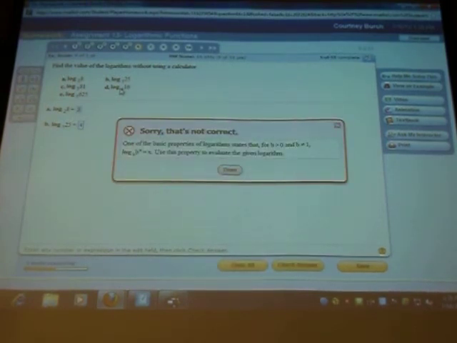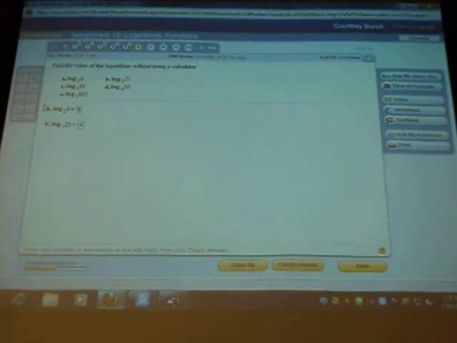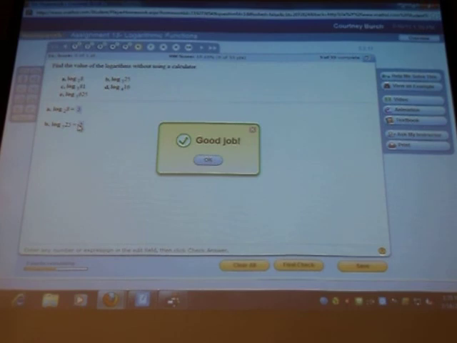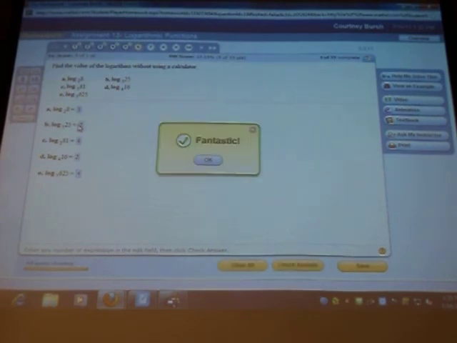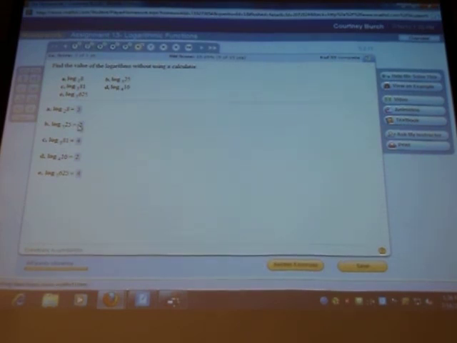5 to the 2nd would be 25. 3 to the 4th is 81. 4 to what power is 16? 2. 5 to what power is 625? 4. That's it. So just do this by guess and check.